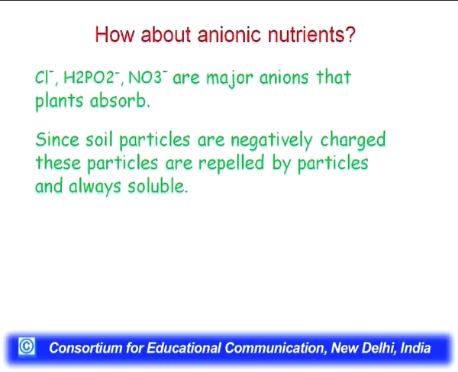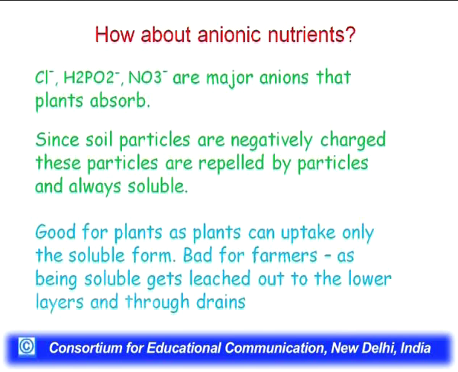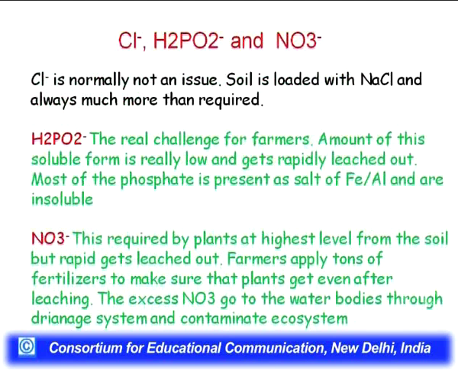And as I told you earlier, since these particles are negatively charged, they are repelled by the soil and they get collected by the drain water. So, it is good for the plant because the plant can absorb them, but bad for the farmers because, being soluble, they get leached and farmers have to spray or apply again and again on the soil. So, this is what happens for the chloride, phosphate and nitrate.